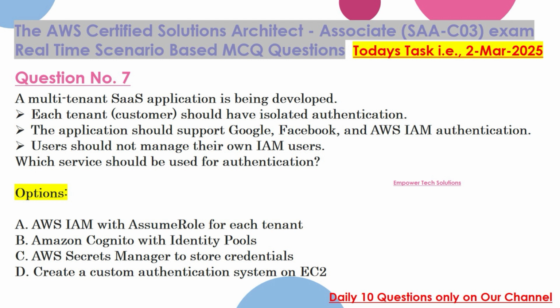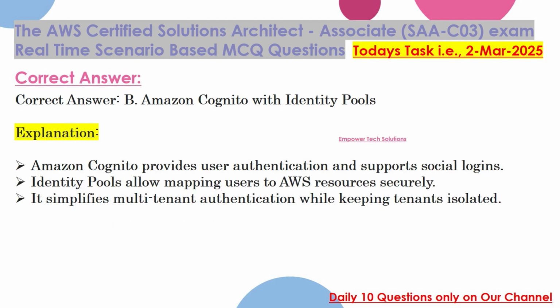Options: A. AWS IAM with assume role for each tenant. B. Amazon Cognito with identity pools. C. AWS Secrets Manager to store credentials. D. Create a custom authentication system on EC2. Correct answer: B. Amazon Cognito with identity pools.